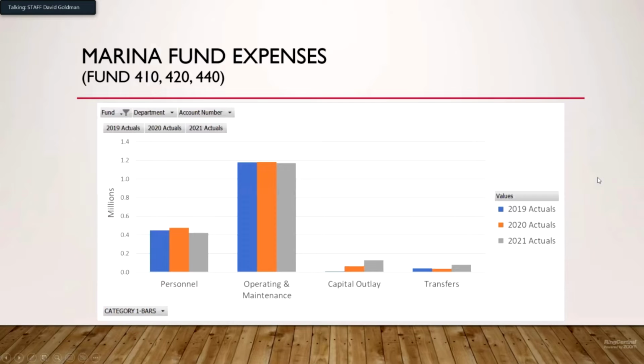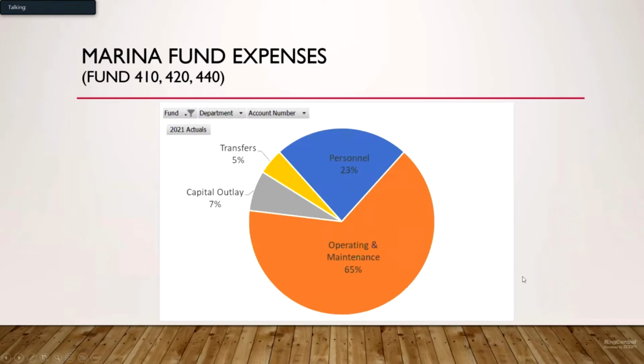Then you have the Marina Fund, which is the operating fund and the capital fund and the reserve fund. There's the personnel, there's your operating and maintenance. This includes cost of fuel and all the other services provided to the folks who use the marina. Capital outlay, also debt services in here too. You have capital outlay and you have also transfers. And there's the pie chart for that for 21.